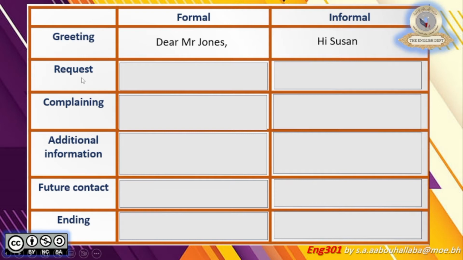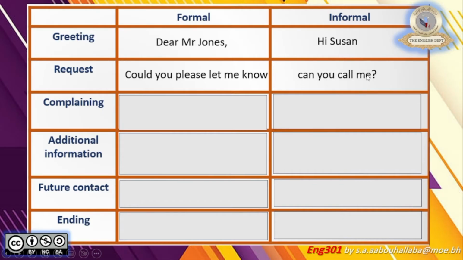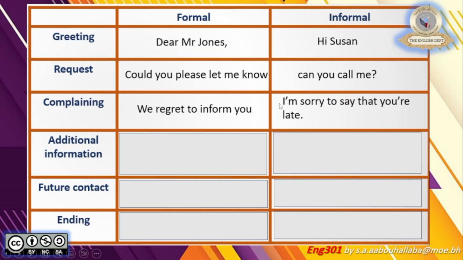If you are requesting something formally, you would say, could you please let me know? This is a formal way. Compare it to the informal way. Can you call me? Directly like that. You see, it is shorter and it is very common use of vocabulary. If you are complaining, how would you express that formally? You would say, we regret to inform you that. It means that you are sorry to tell him that something bad happened. But if you are doing that informally, you can say, I'm sorry, see that.